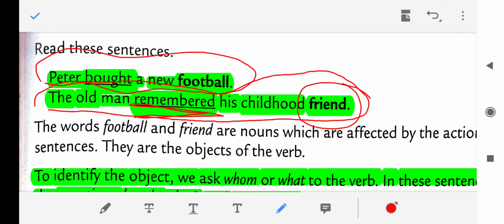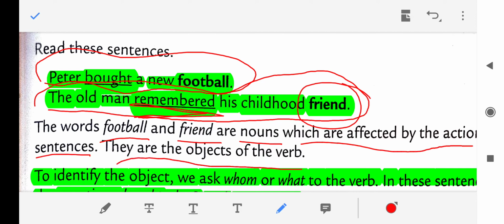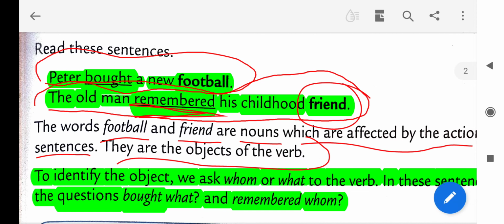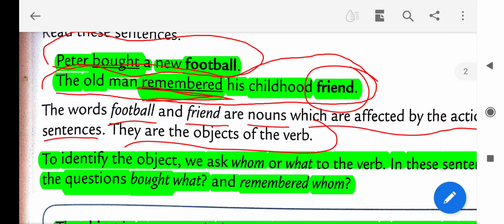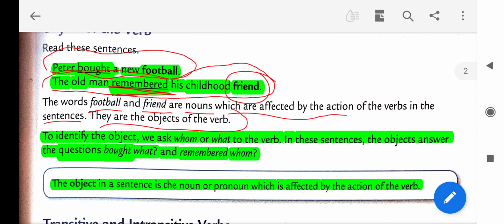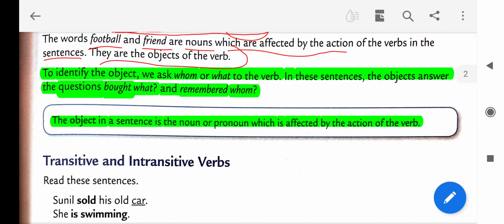Okay, now the words football and friend are nouns which are affected by the action of the sentences. They are the objects of the verbs. So in simple words, the nouns which are affected by the action of the verbs are called the object of the verb. So what is the object of the verb?